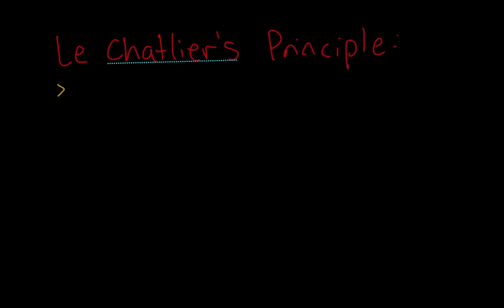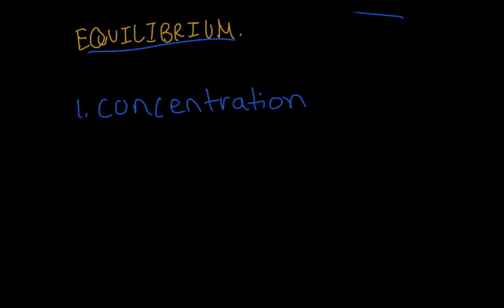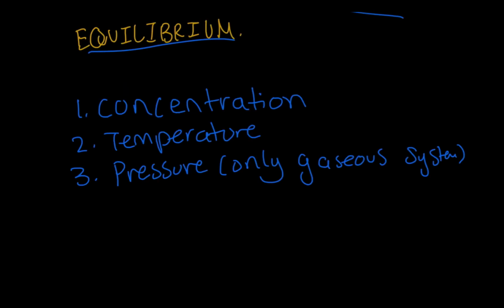But there are also factors that can influence the equilibrium that we have in a system. A rule that can help you understand this is Le Chatelier's principle. What this principle says is that if a stress is applied to a system at equilibrium, the system is going to change in order to relieve that stress and reestablish equilibrium. Now, there are some factors that can impact equilibrium, such as concentration, temperature, and pressure, but only in gaseous systems.